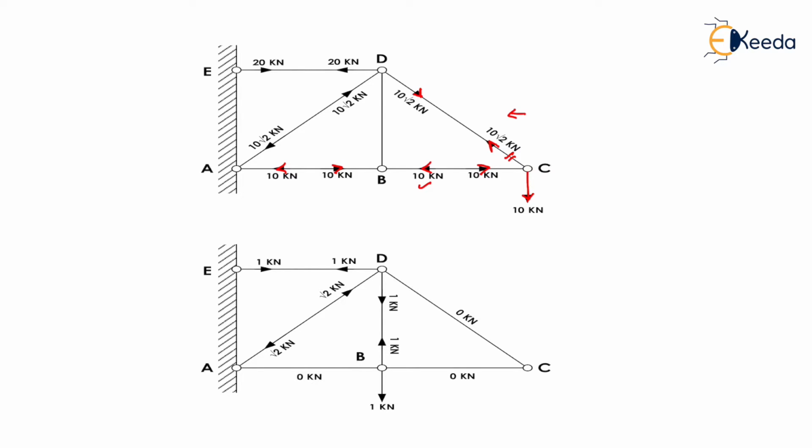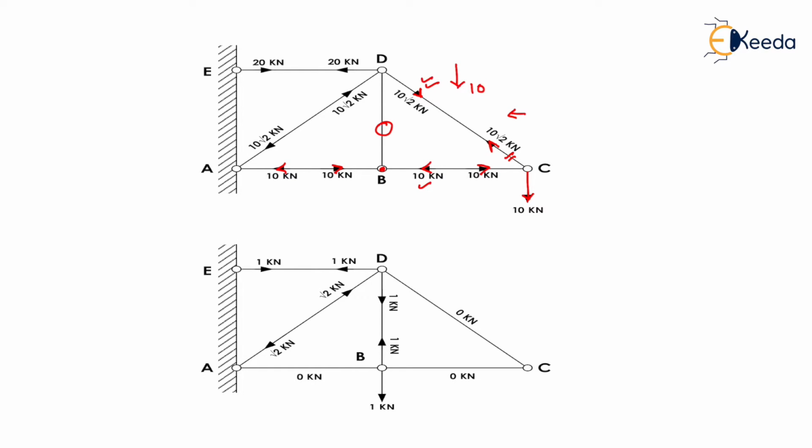Now at joint B there will be no vertical force acting, so the total force in member BD will be equal to what? 0. Now at joint D, due to this 10 root 2 kilonewton force, a downward component will be created like this, that is of 10 kN.